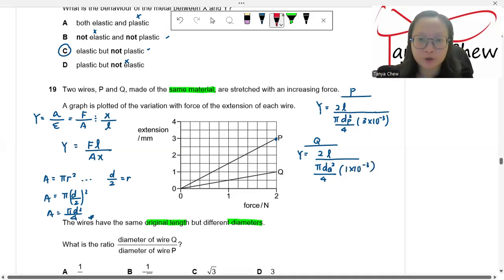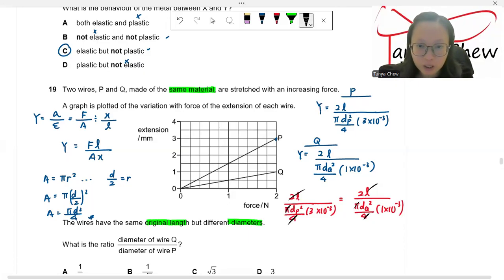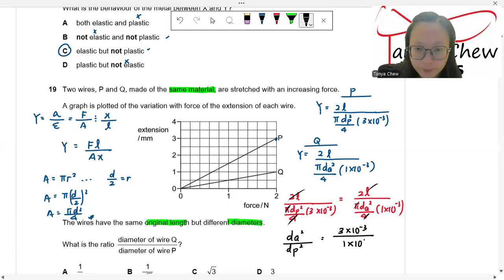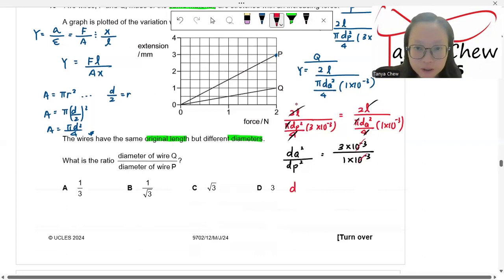Since they are made of the same material, the Young modulus must be the same. Young modulus of P is equal to Young modulus of Q, so I put 2L over pi dP squared over 4 times 3 times 10 to the power negative 3, is equal to 2L over pi dQ squared over 4 times 1 times 10 to the power negative 3. Cancel 2L, 2L, pi over 4, pi over 4. So you do your cross multiplication, dQ squared over dP squared. You get 3 times 10 to the power negative 3 over 1 times 10 to the power negative 3. 10 to the power negative 3 just cancel off, 3 over 1. Therefore, dQ over dP is equal to square root of 3. C is the answer.